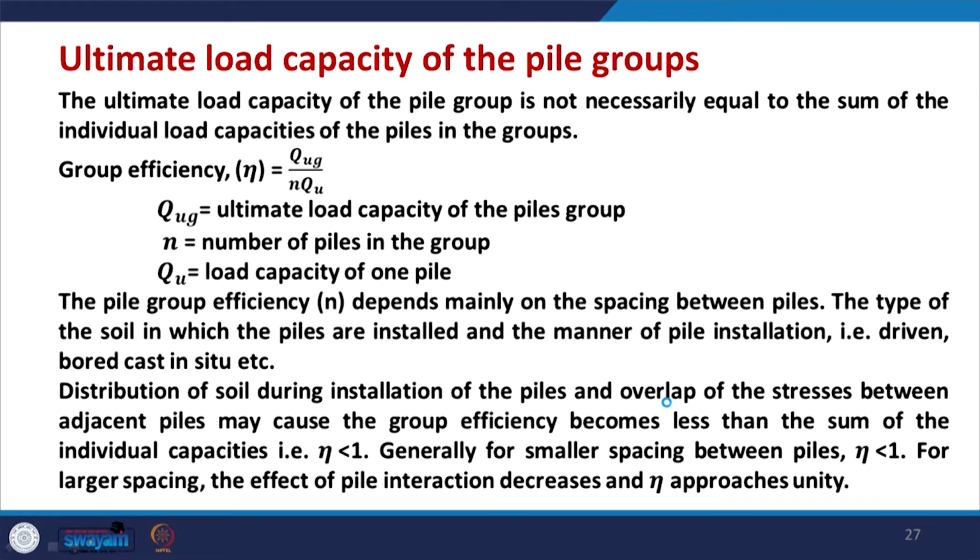Continue with that. Now, we come to the ultimate load carrying capacity of a pile group, and this is judged by a factor called group efficiency. This group efficiency eta is given by the relation Q_UG divided by N Q_U, where Q_UG is the ultimate load capacity of the pile group, N is the number of piles in the group, while Q_U is the load capacity of a single pile.